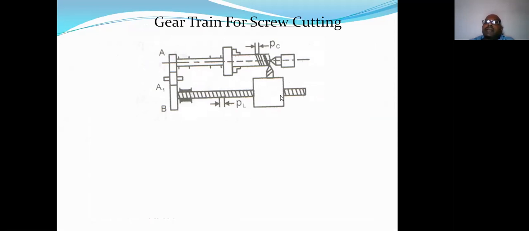Second one, this is the lead screw, and this is the pitch of that particular lead screw. This is the pitch of the thread which is required, and this is the pitch of the lead screw. The pitch of the thread varies from job to job, whereas the pitch of the lead screw is constant once that particular machine is manufactured as per the design.